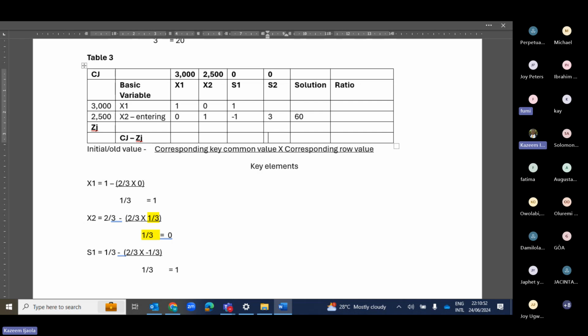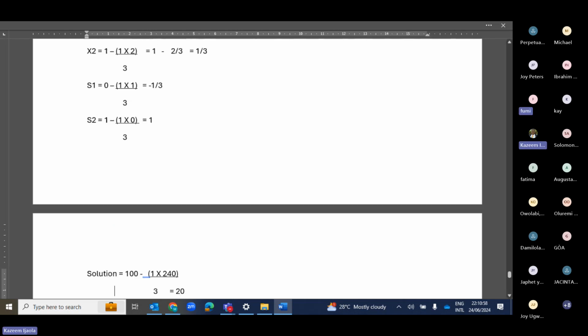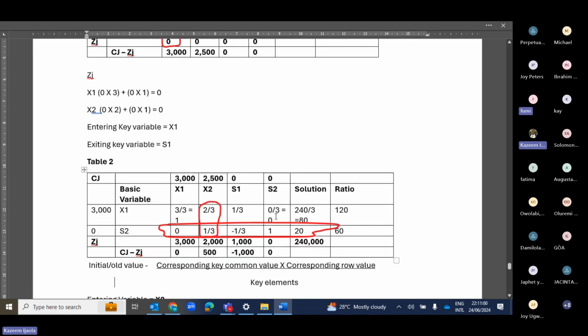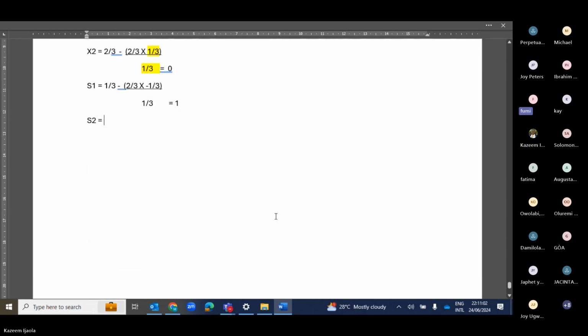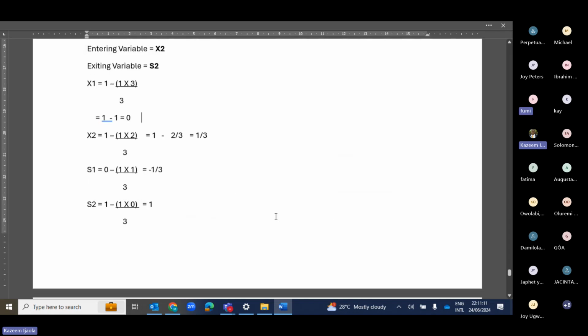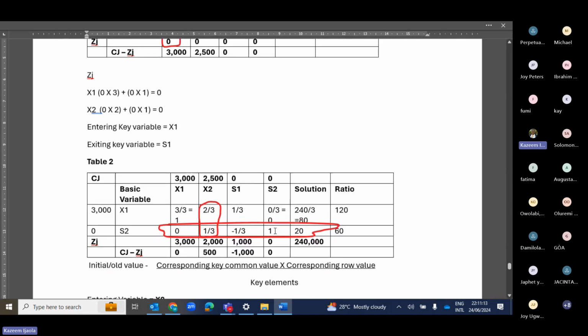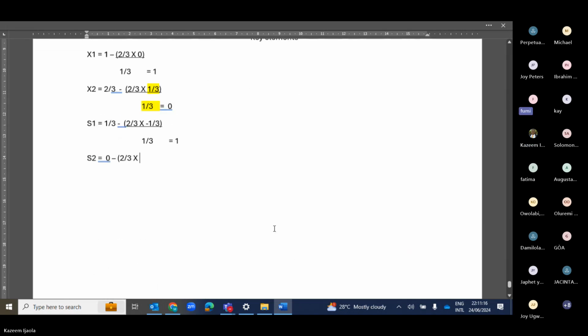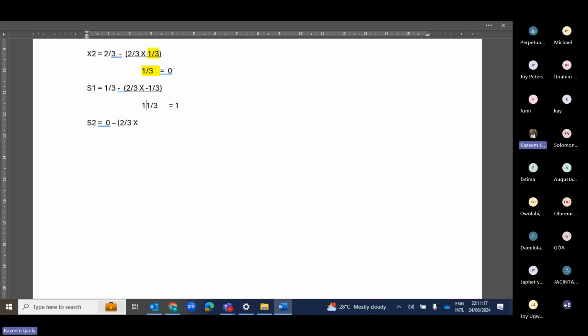X2, please. So what is our initial value for S2? The initial value is 0, right? Initial value is 0, then minus. So this 2 over 3 will be constant for all of them. Just get the corresponding row value for that 0, which is 1, Abi. It is 1. Okay, multiply by 1, then divided by 1 over 3. How much? Minus 2.